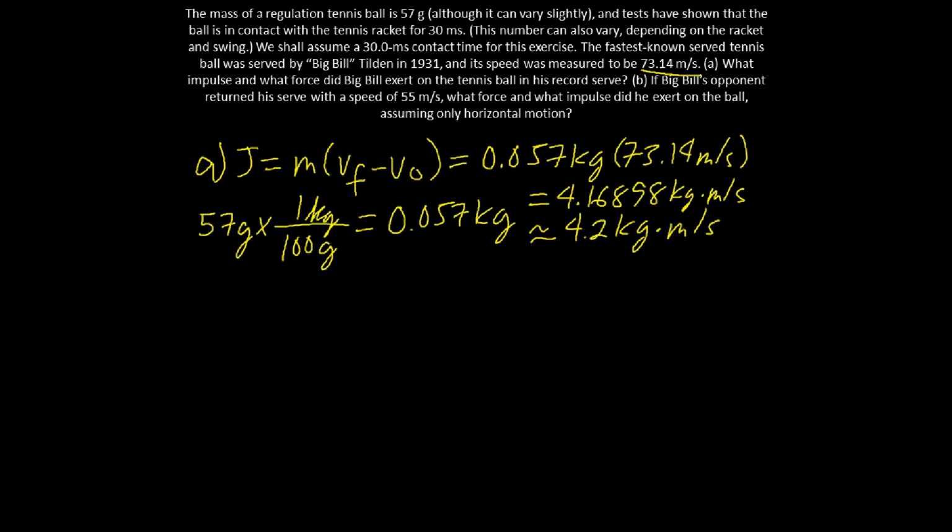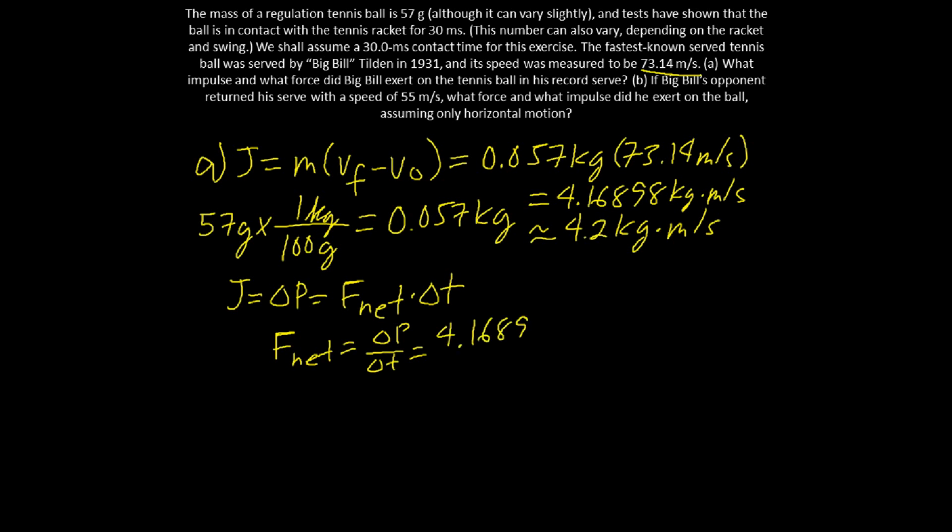Now let's solve for the force. So for the force, we're going to use the other formula, that is F net times delta T. Okay, and then solving for F net, we will have delta P over delta T. Now for our delta P, since it is equal to the impulse, we will use the exact value, so 4.16898 kilograms times meters per second, and the time is expressed in milliseconds, and if we're going to convert that into the SI unit of time, that will give us 30 times 10 raised to negative 3 seconds.